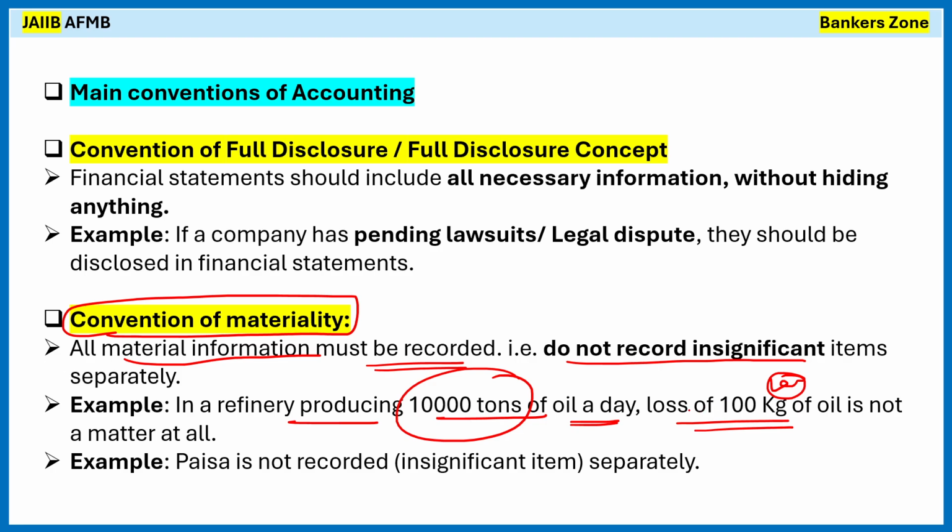So the insignificant information we should not record. Only the significant information we should record. That is called material information. Only that we should note into the books of account. For example, paisa should not be recorded, right? Because it is insignificant with respect to the huge amount. That's why only the amount in rupees we will record. Okay, so in that way, this is simply the convention of materiality.